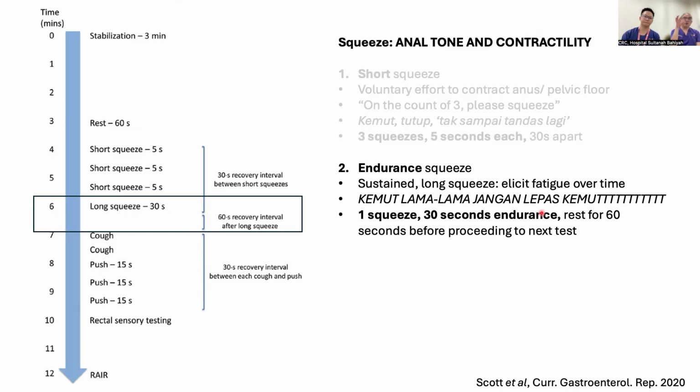So this is what we call the protocol. Protocol is just how we perform the tests. Then there's a London classification to put all these protocol findings together and come up with a diagnosis. So there's 2 components to the so-called London protocol and London classification.